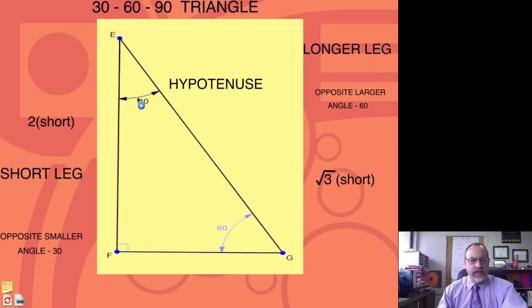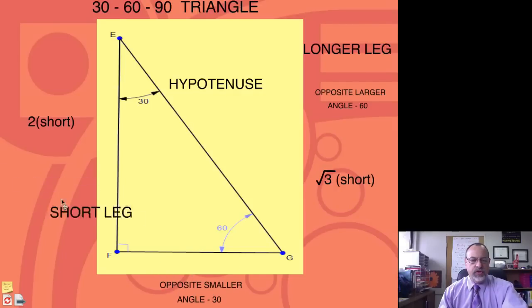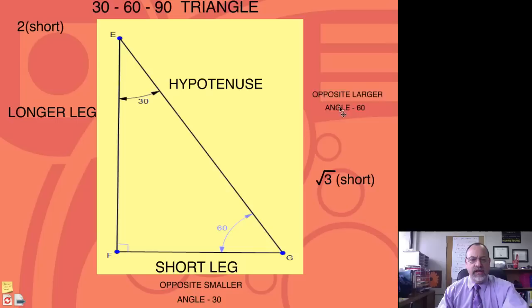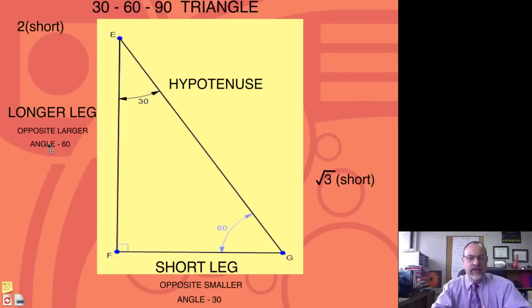So the side that is opposite the 30-degree angle is going to be called what we call the shorter leg. It's the shorter of the two legs that are not the hypotenuse, because it's opposite the 30-degree angle. And then the side that is opposite the 60 is going to be known as the longer leg. Alright, so unlike the 45, 45, 90 where both the legs were the same, in this case one of the two legs will be shorter than the other. And that's going to be determined by looking at the angle and looking across from that angle to determine which one is shorter and which one is longer.